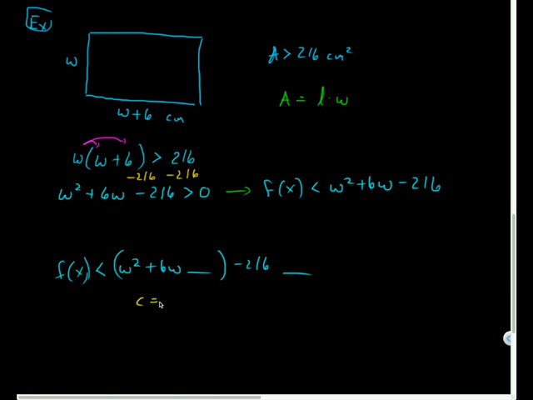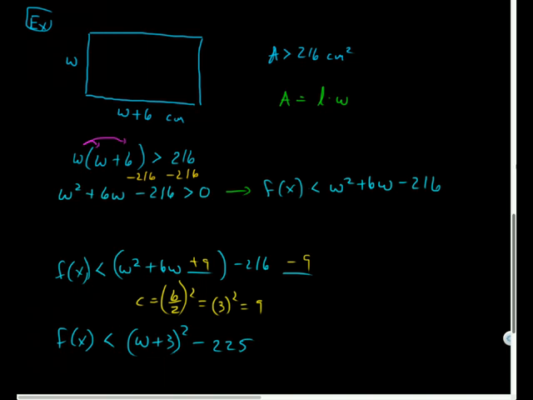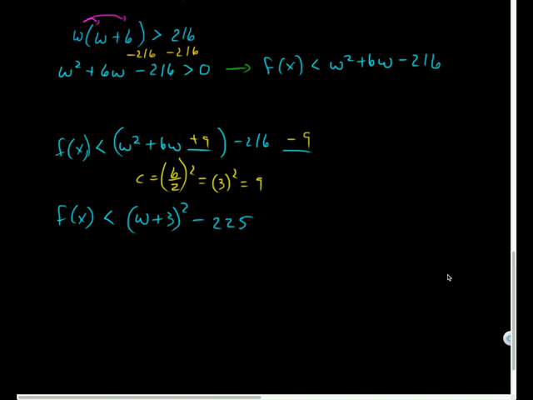I'm going to cruise through this with very little explanation because we've seen it before. So 3 squared equals 9. Adding 9 in the world of parentheses was really adding 9 in the world of the problem. So to balance the world out, I have to subtract 9 over here. And I would have f of x is less than, factor this, w plus 3 all squared minus, what's that going to be, 225, is it? Right? Something like that.